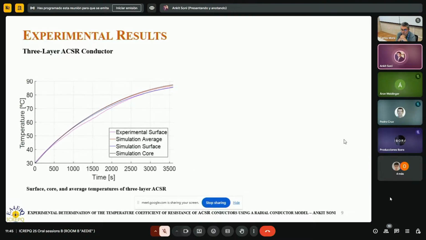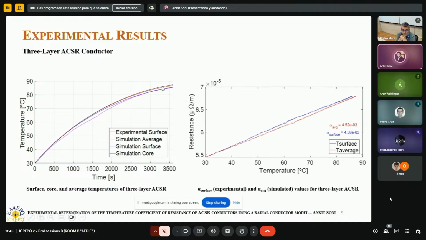For the three-layer ACSR conductor, the difference is much more visible. We can see a difference of around 4 to 5 degrees between the average temperature and the surface temperature. Average temperature means the actual temperature of the conductor that we can consider. Because of that difference, we can see the changes in the thermal coefficient of resistance, alpha.